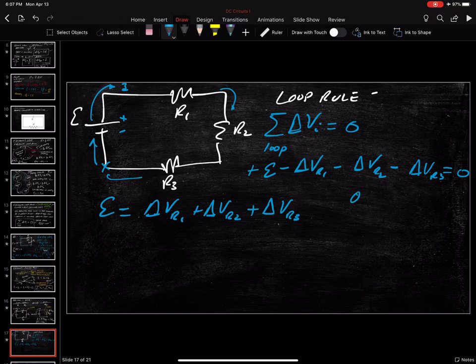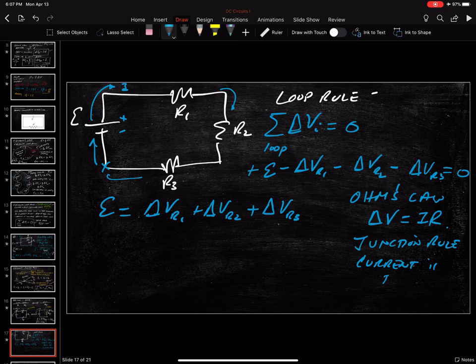But from Ohm's law, I know that delta V is equal to I times R. And also from the junction rule, I know the current is the same.